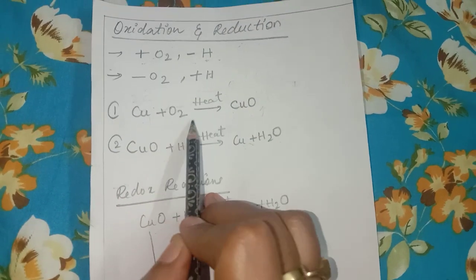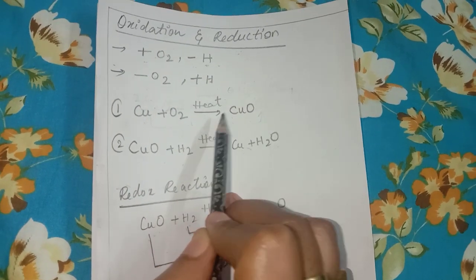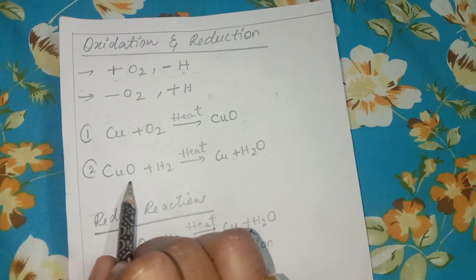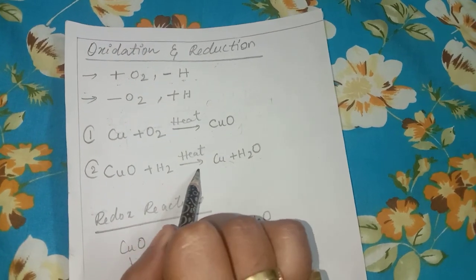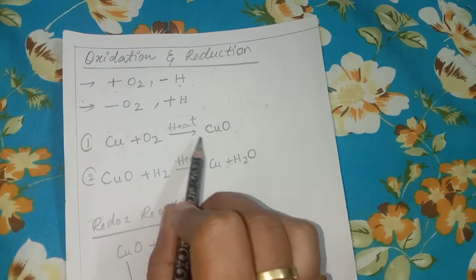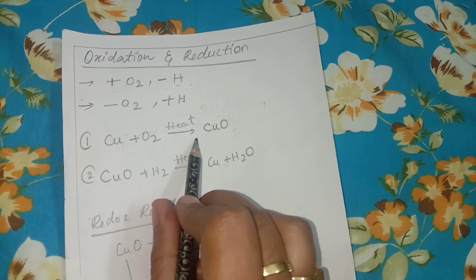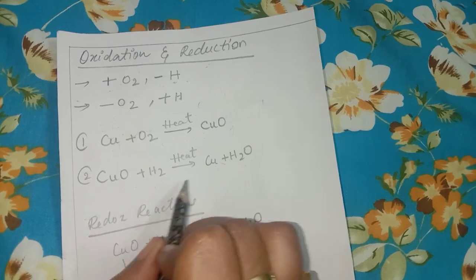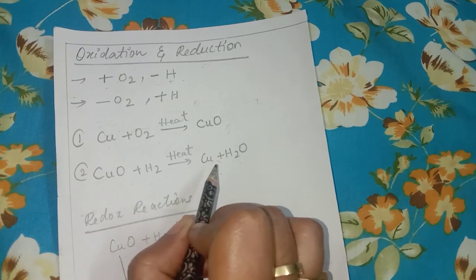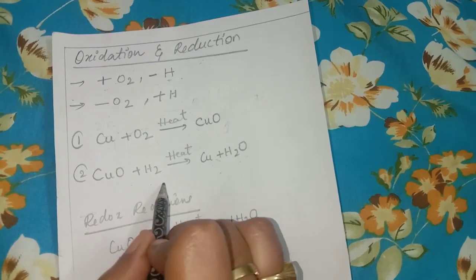Copper plus oxygen in the presence of heat gives copper oxide. The next example is copper oxide plus hydrogen in the presence of heat, which gives copper plus water. So here oxidation was taking place in the first reaction, whereas in the second there is no oxygen added, only hydrogen, which involves the reduction process.